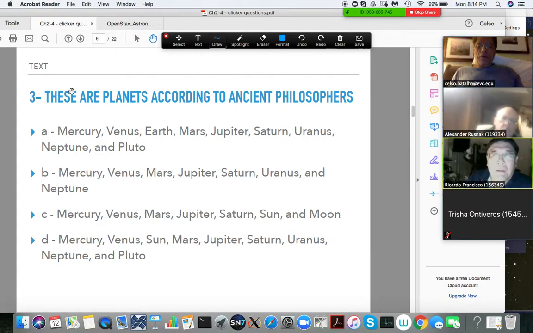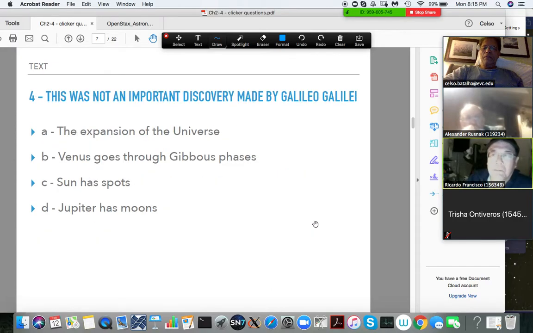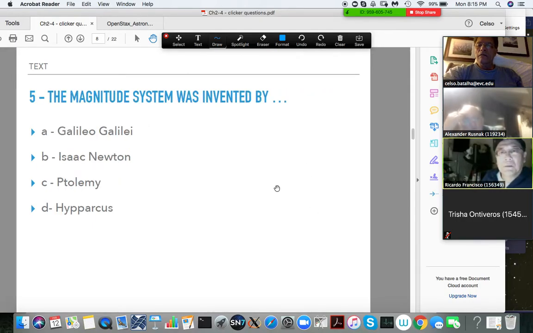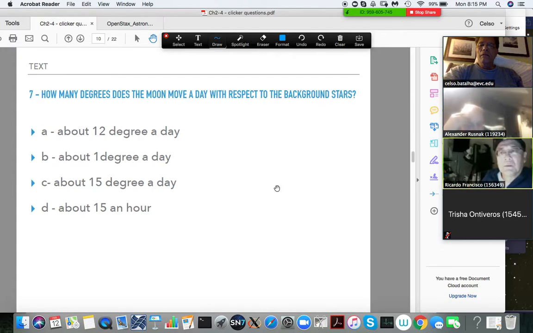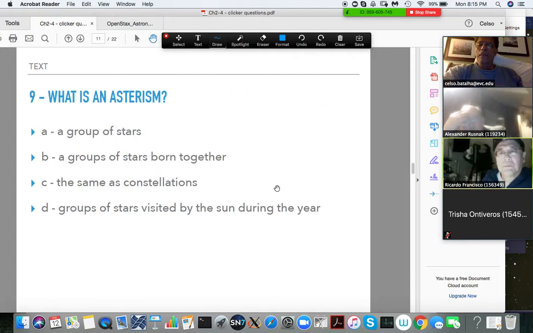Ancient philosophers would consider the sun and the moon planets too. So for them, Mercury, Venus, Mars, Jupiter, Saturn, Sun, and the Moon were planets. Pluto didn't exist for ancient philosophers, neither Uranus and Neptune. So those are the sequence of planets according to ancient observers. We haven't studied this yet. None of that. We don't need to worry about it.